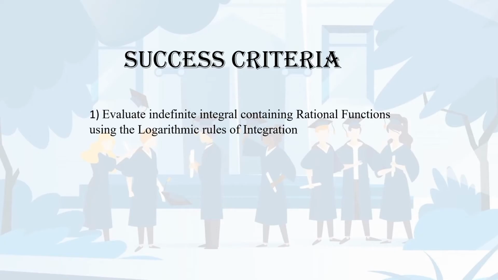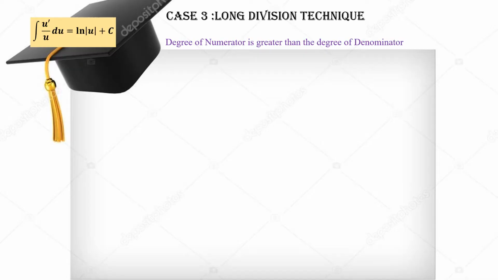So now here we are going to see how to apply the logarithmic rule, but here we are going to study when do we apply case 3, it means the long division technique. So understand, if you have been given a question in which the degree of the numerator, meaning the highest power of the function given in the numerator, is 2, whereas the highest power of the terms given in the denominator is 1.